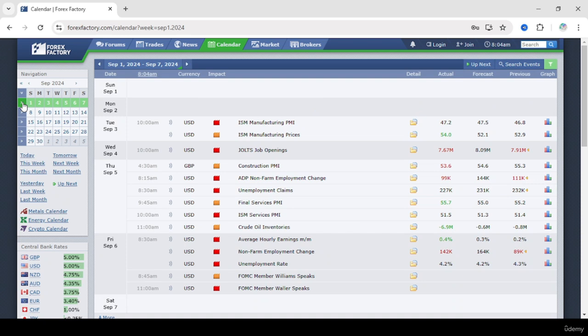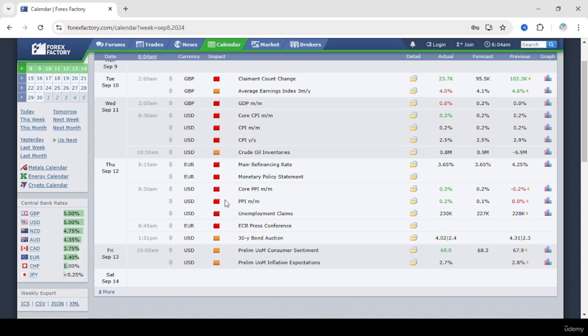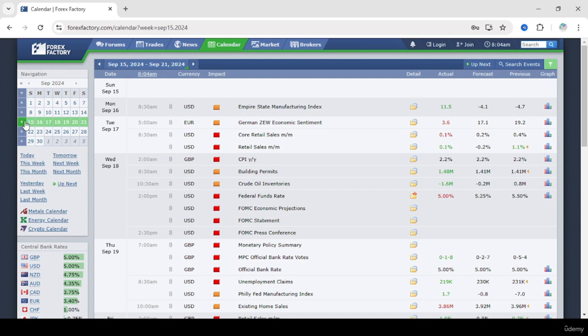Let us look at it. As I've said, the NFP occurs on the first Friday of the month. This was September. The next week we had CPI and PPI. These are not usually so bad; they are not so volatile. And then in the third week, on Wednesday, we had the FOMC statement at 2 p.m. and at 2:30 the FOMC press conference.